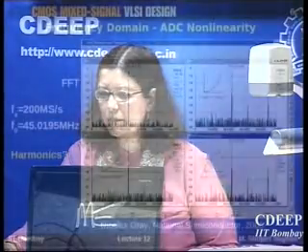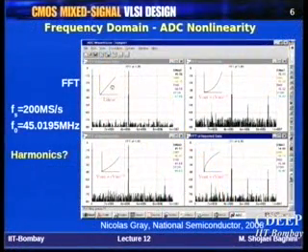For example, as you can see, the first one is a perfectly linear characteristic. When you apply a sine wave, the frequency he has chosen is 45.0195 megahertz. I don't know why this particular frequency, but anyway. So you have this particular sine wave, and a sampling frequency of 200 megasamples per second. Therefore, you will get a peak here, and then this shows your noise floor.